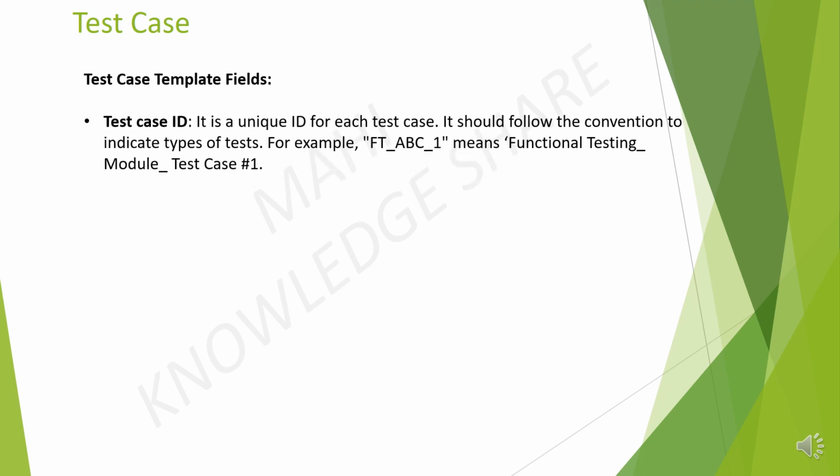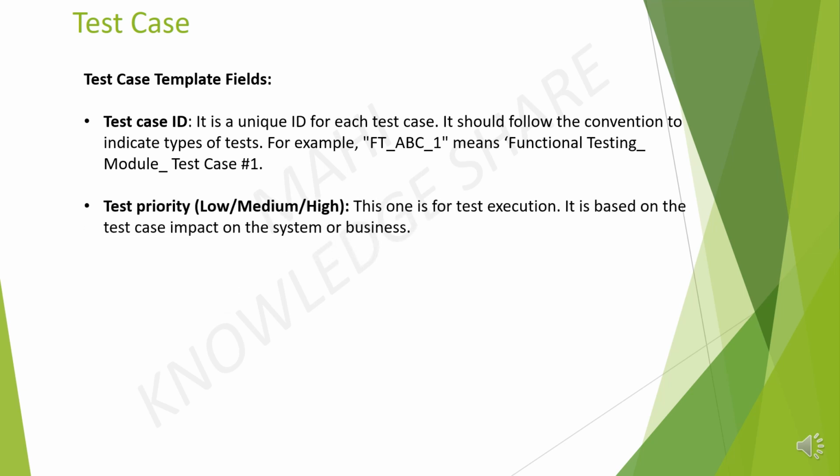Test case ID. It is a unique ID for each test case. It should follow the convention to indicate the type of test. For example, FT_EBC_1. It means functional testing underscore the module underscore test case number. Next, test priority, whether it is low, medium or high. This one is for test execution. It is based on the test case impact on the system or business.